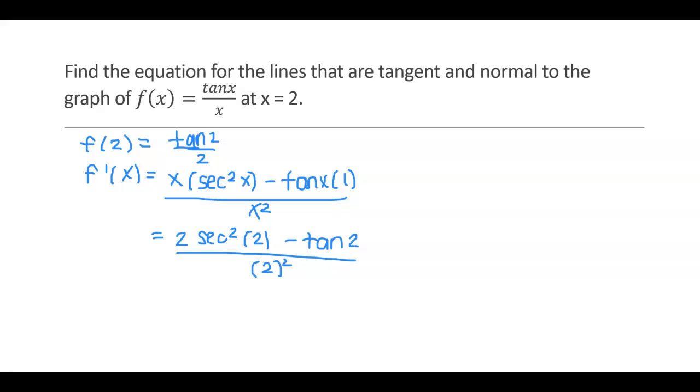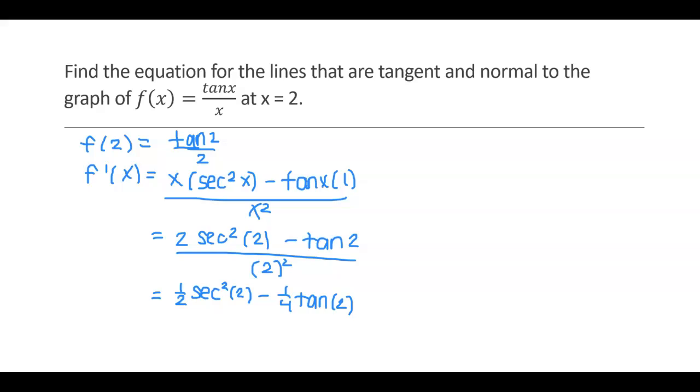And then I really don't like long fractions. So personally, I would say, okay, 2 over 4 is equal to 1/2 secant squared 2 minus 1/4 tan 2. And if this were a calculator problem, you would go to your calculator.